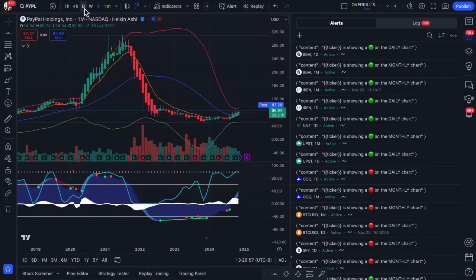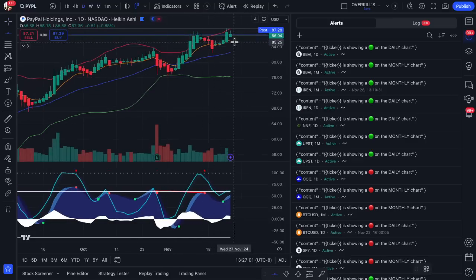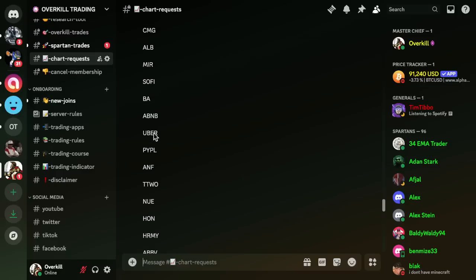PayPal's green on the monthly. Daily chart up into our red line. That thing's just inching up right now. Stop loss at 85 on that one.